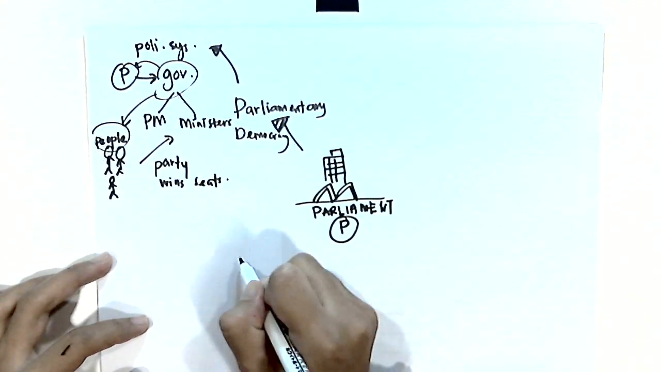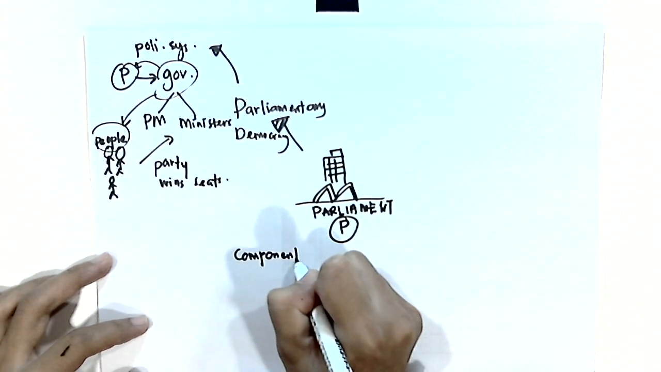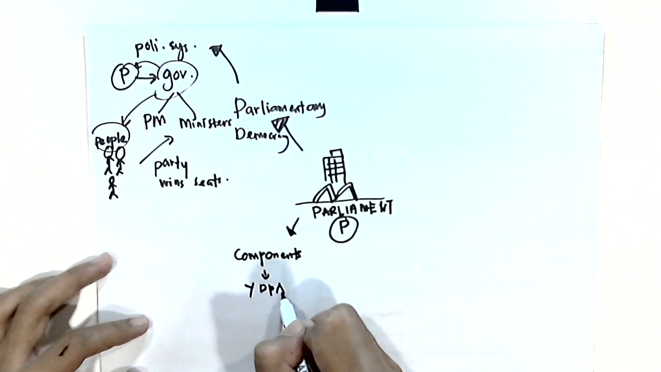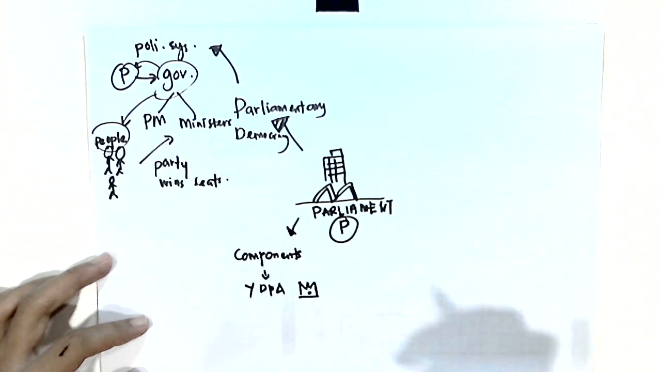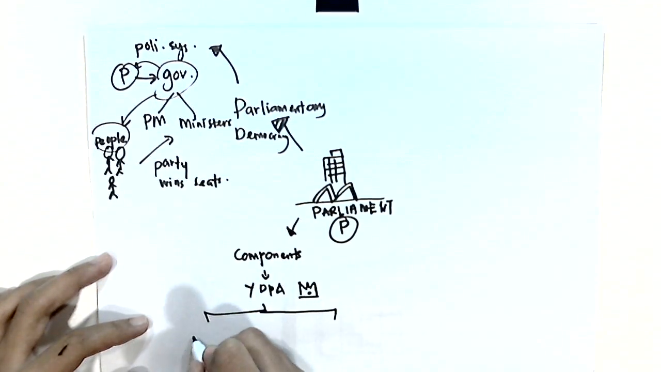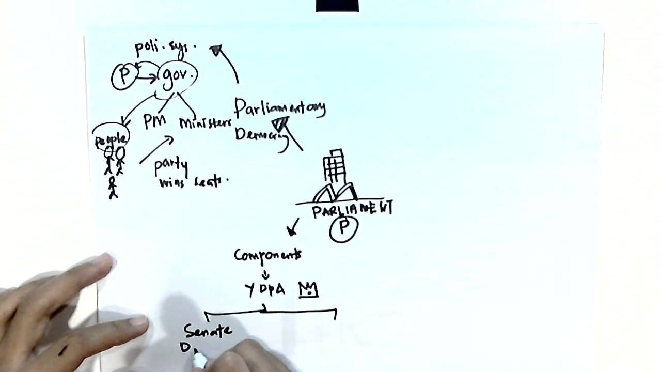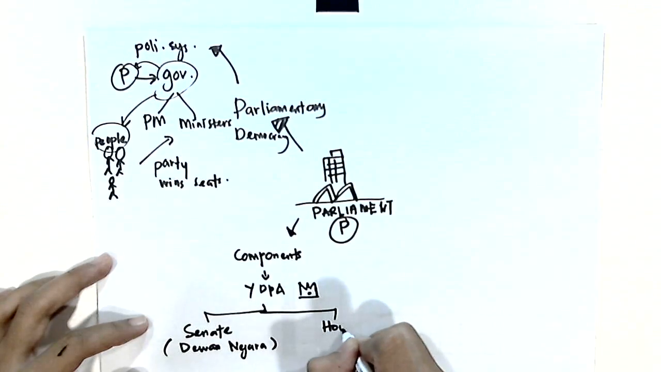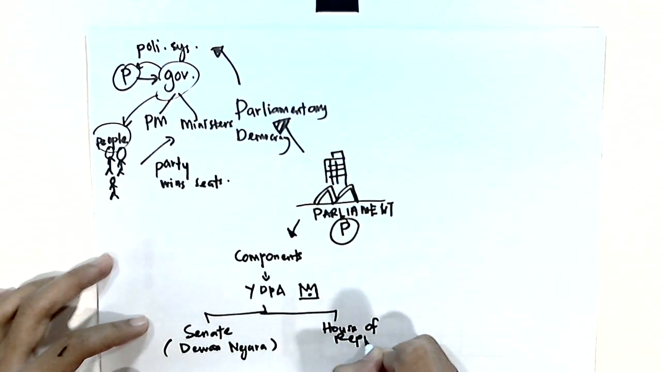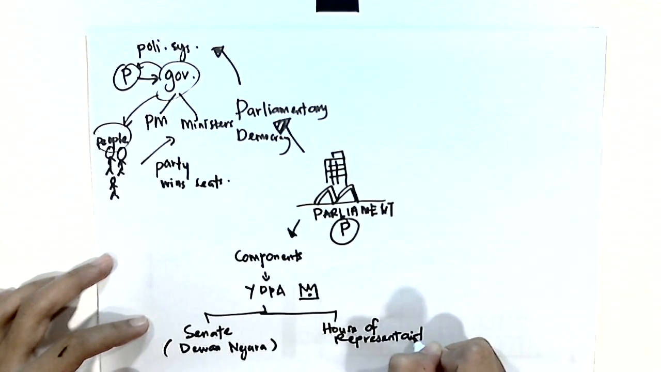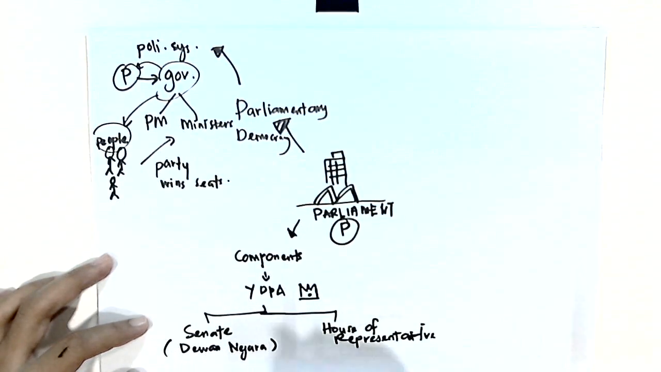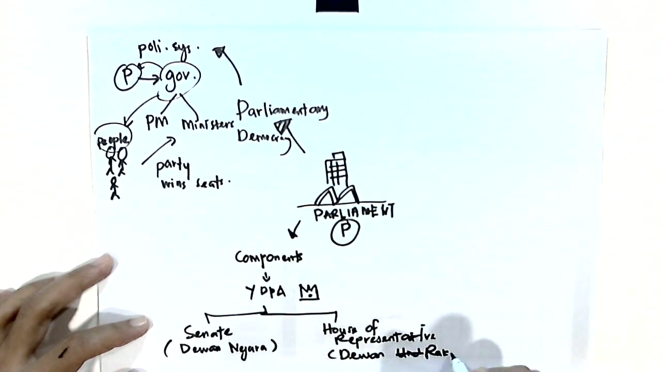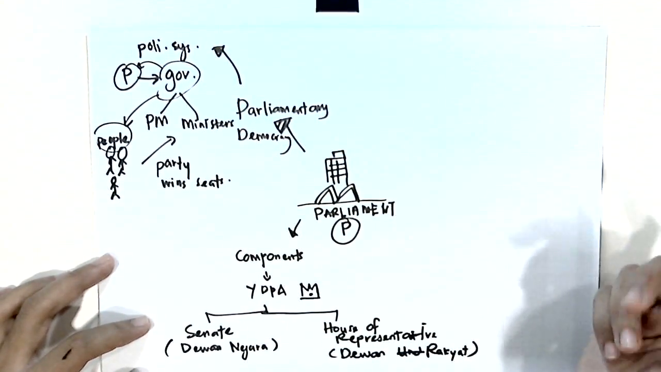Next, let's move on to the components of the parliament. Basically, our parliament has three main components. The first one is our Yang Dipertuan Agong, the king. And under him, there are two components. The first one is the Senate, also known as Dewan Negara. The second one is the House of Representatives, which is also known as Dewan Rakyat. So these are the main components in the parliament.